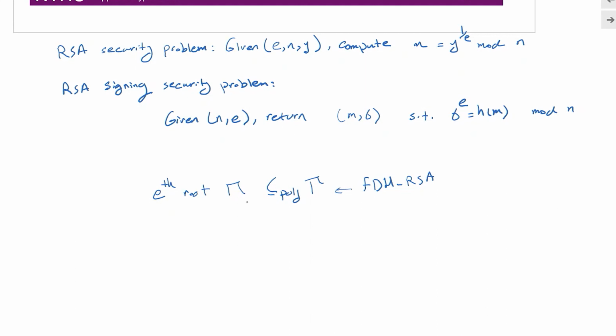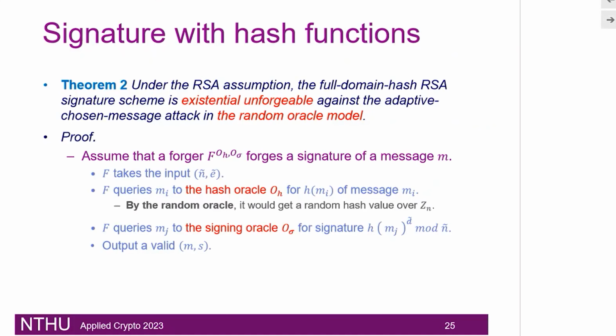So we are going to reduce computing the eth root to breaking the RSA signature, saying that if somebody can break the RSA signature, by breaking we mean that this attacker can provide us a forged signature for any message, then we can use that forged message to compute the eth root that we know is hard. So this is the entire thing that we are going to do today.